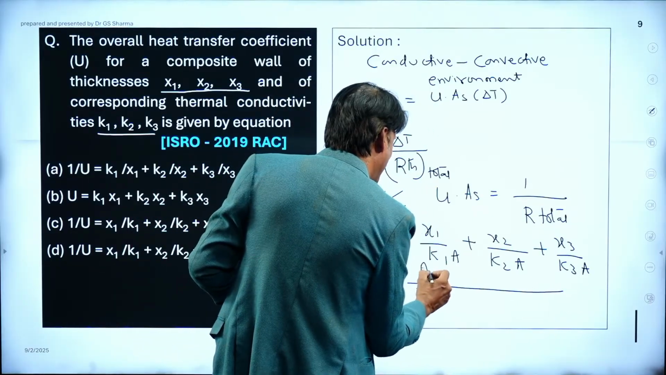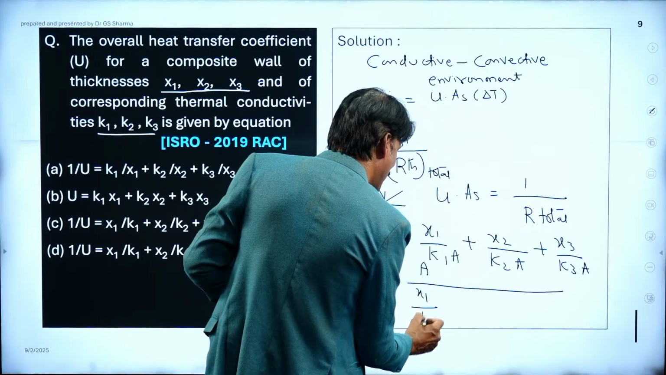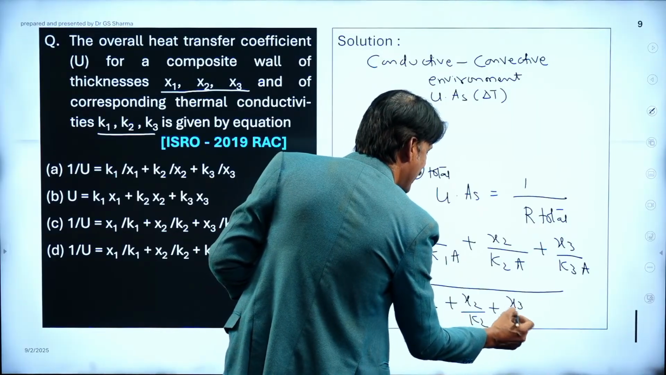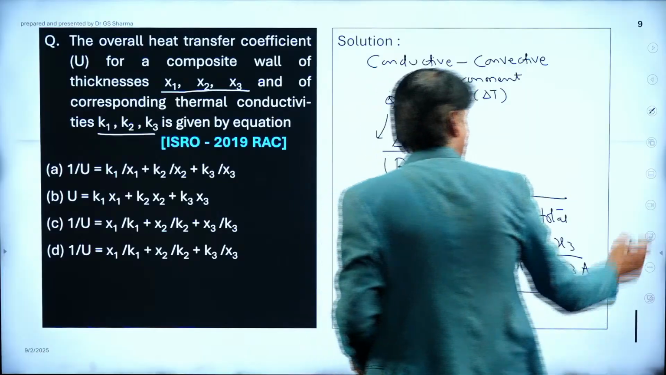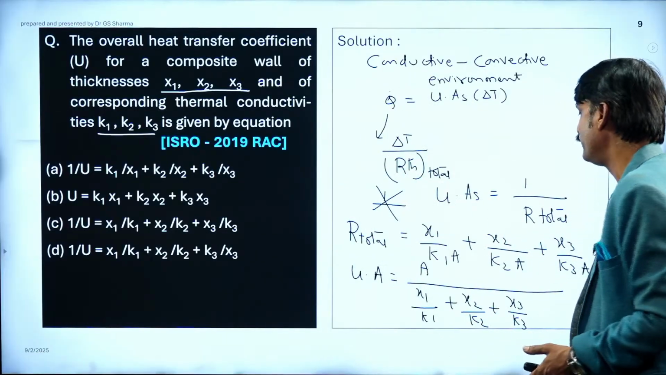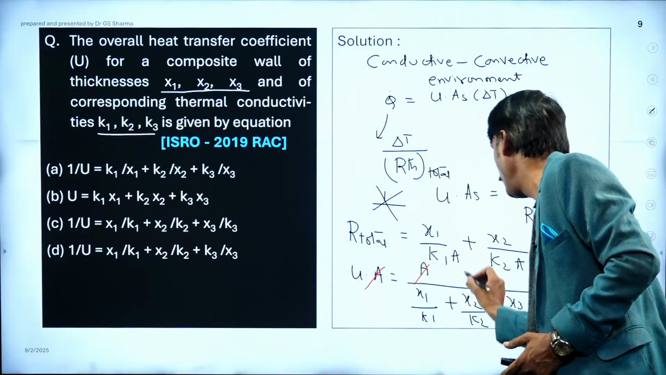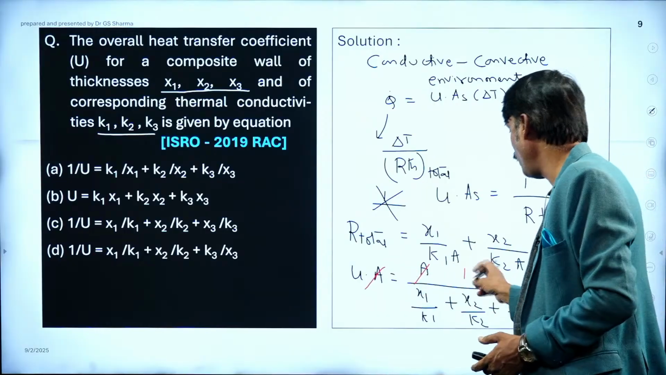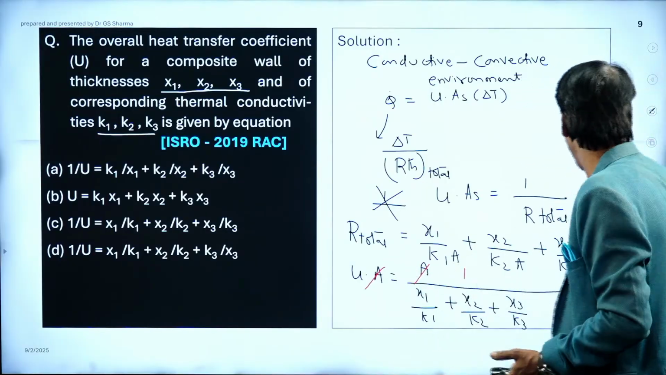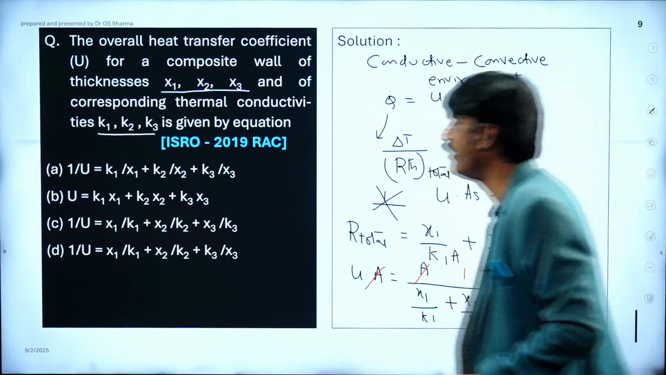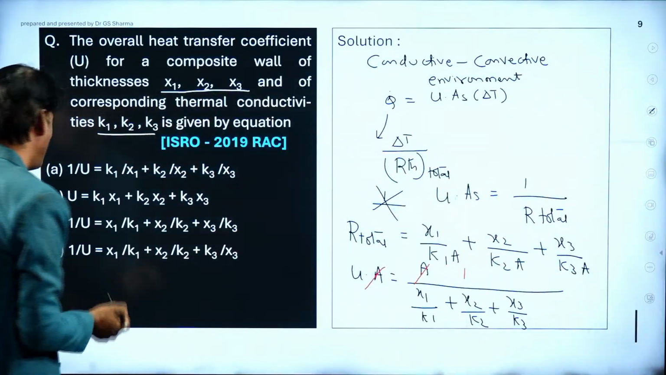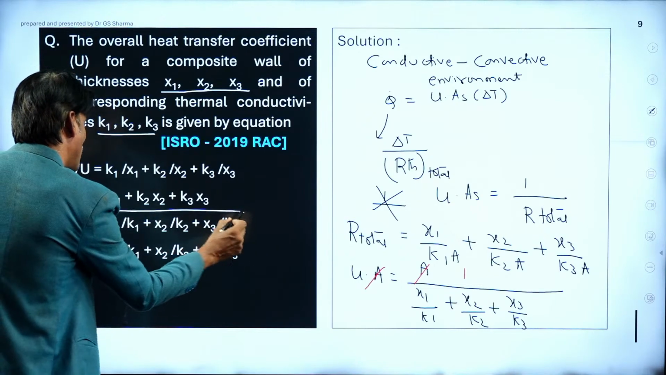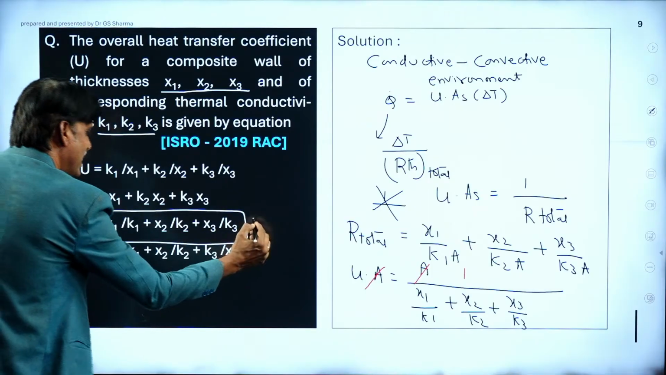So I can write U into A is equal to the reciprocal of this total value. I will take A in the numerator, and cancel these two. U is equal to 1 by this total value, or this value is equal to 1 by U. The answer that suits: 1 by U is equal to x1 by k1 plus x2 by k2 plus x3 by k3.